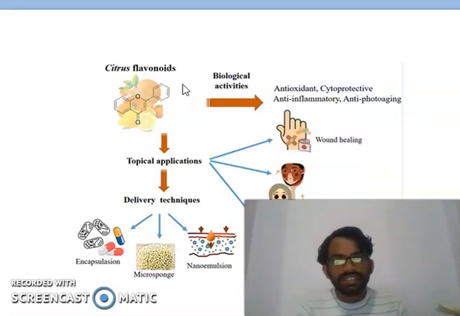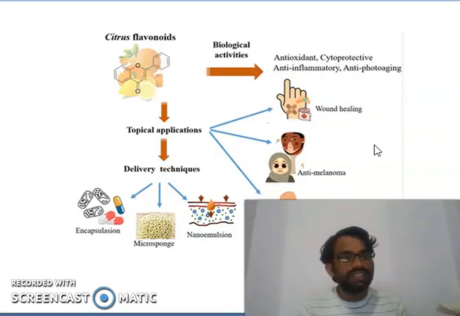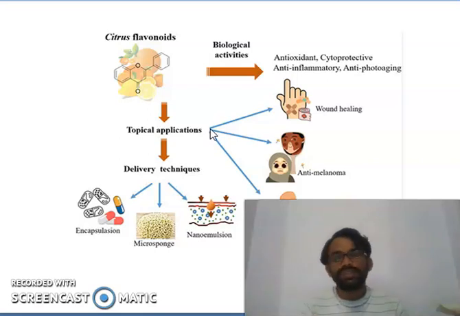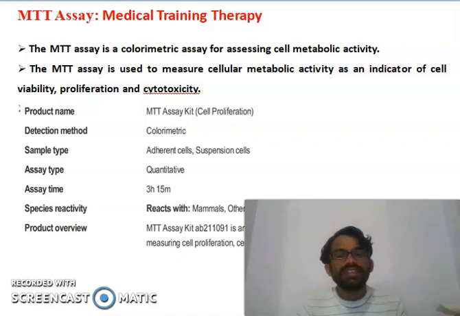And you can see the citrus flavonoids show biological activities: antioxidant, cytoprotective, anti-inflammatory, anti-photoaging, wound healing, and anti-melanoma. These all are biological activities. You can do it with any new compounds you isolated, or synthesize from any other source, or you can synthesize drugs or something. The first one is a brief introduction about the MTT assays.